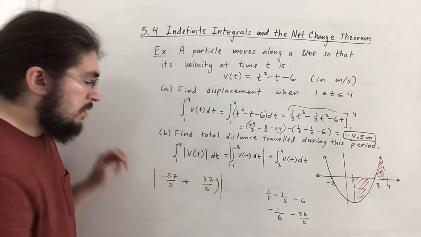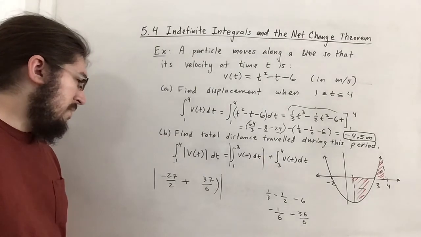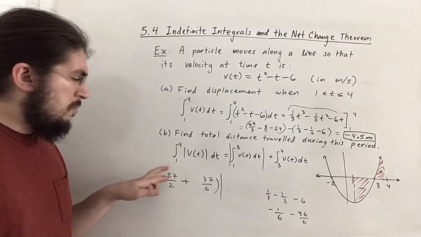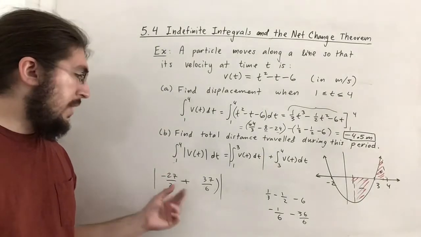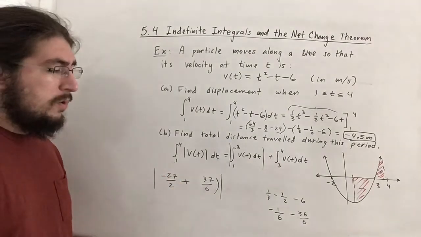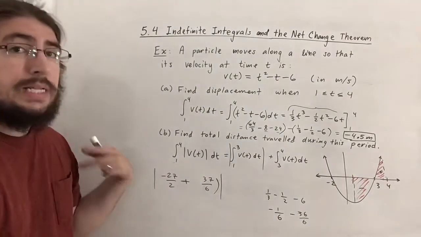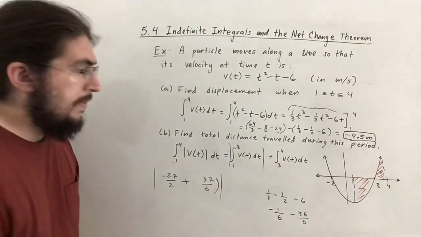Perfect. And notice when you combine these, we indeed get a negative value. It's kind of hard to see at this rate, but if you multiply top and bottom by 3 to get a common denominator, 3 times 27 is 81. So it's going to be negative 81 plus 37, which is indeed negative. That's good that we get negative, because then we can take its absolute value and make it positive.